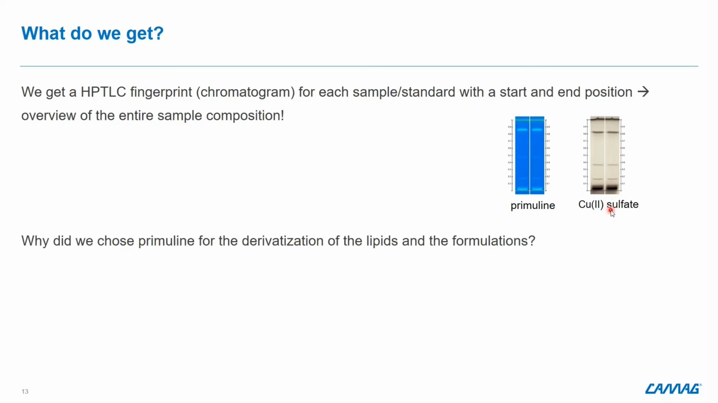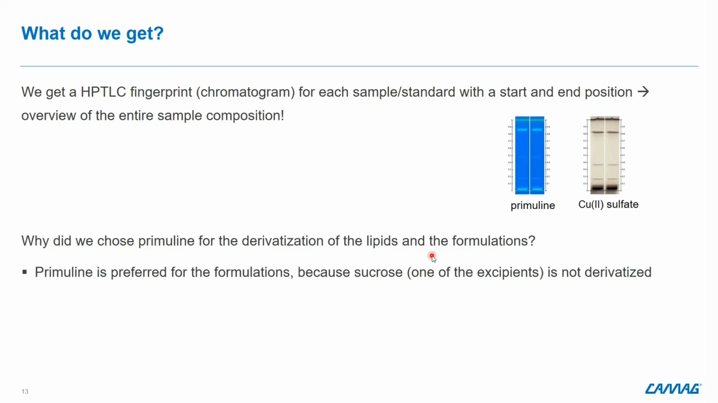So why did we choose Primuline for the derivatization of the lipids and the formulations? Primuline is preferred for the formulations because sucrose, one of the excipients, is not derivatized. You can see this here at the application position with a lot of reaction caused by the copper-2 sulfate. So in general, we get a better background for Primuline.